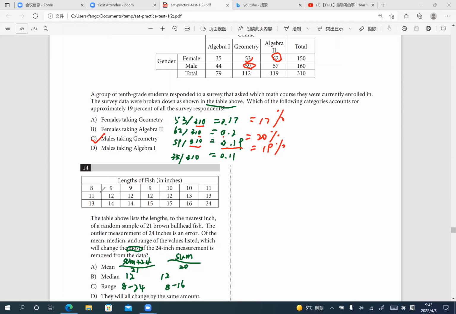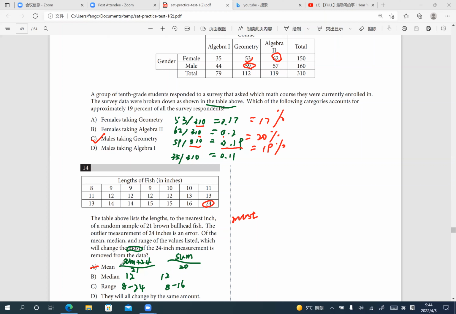Question 14. The table above lists the length, to the nearest inch, of a random sample of 21 brown bullhead fish. The outlier measurement of 24 inches is an error. So the last one, the number 21, is an outlier. Of the mean, median, and range of the values listed, which will change the most if the 24-inch measurement is removed from the data?